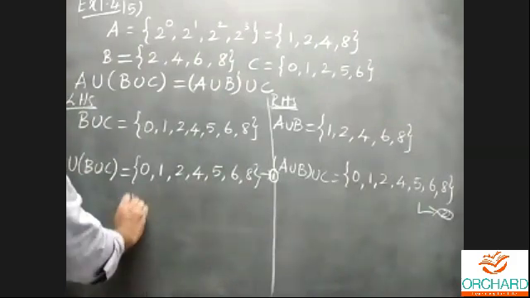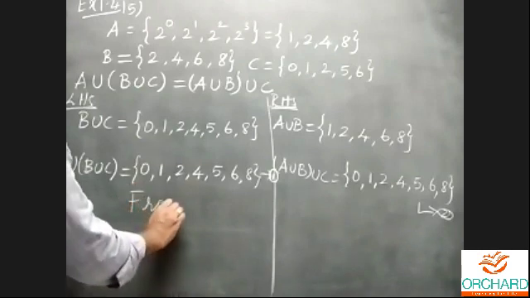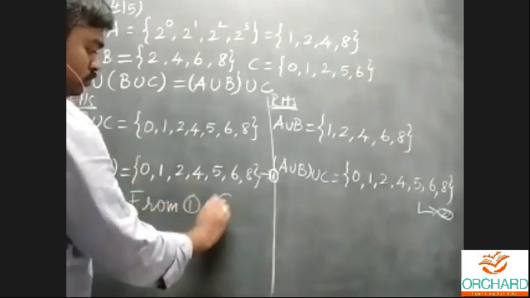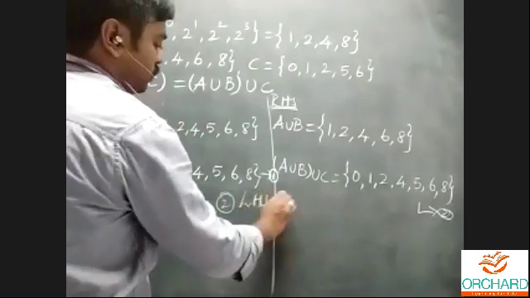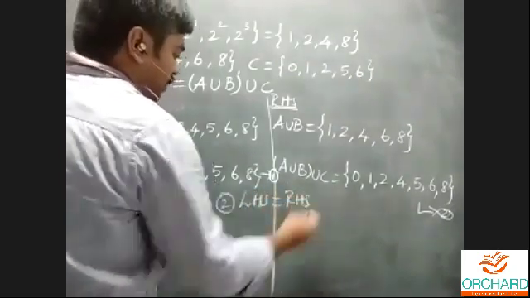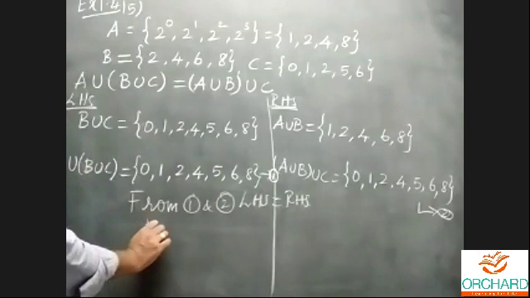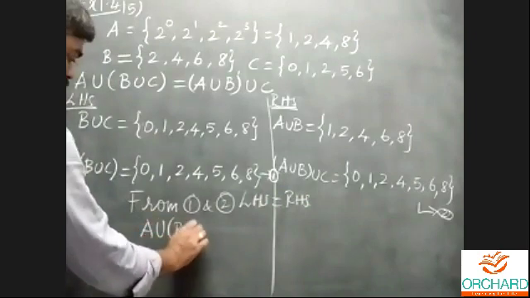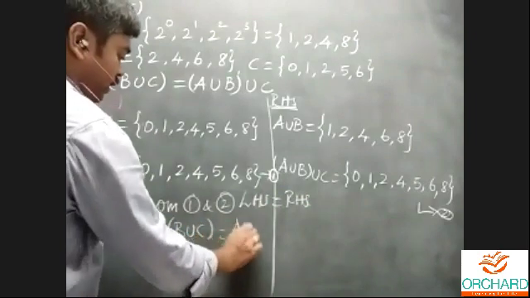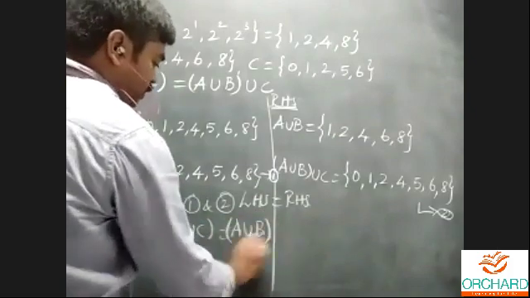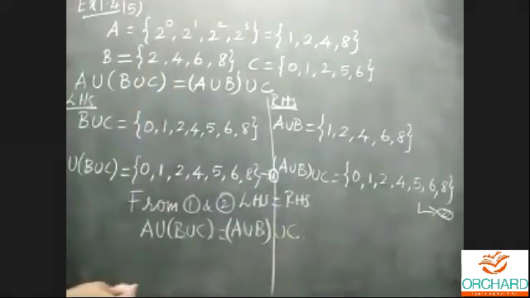Now from 1 and 2, LHS equal to RHS, then A union B union C is equal to A union B union C. That is only the idea for the associative property of union of three sets.